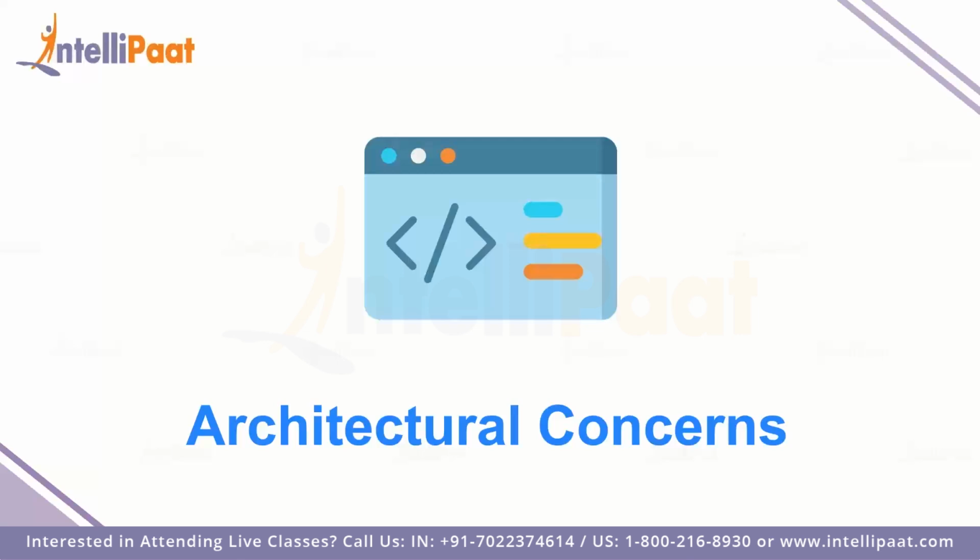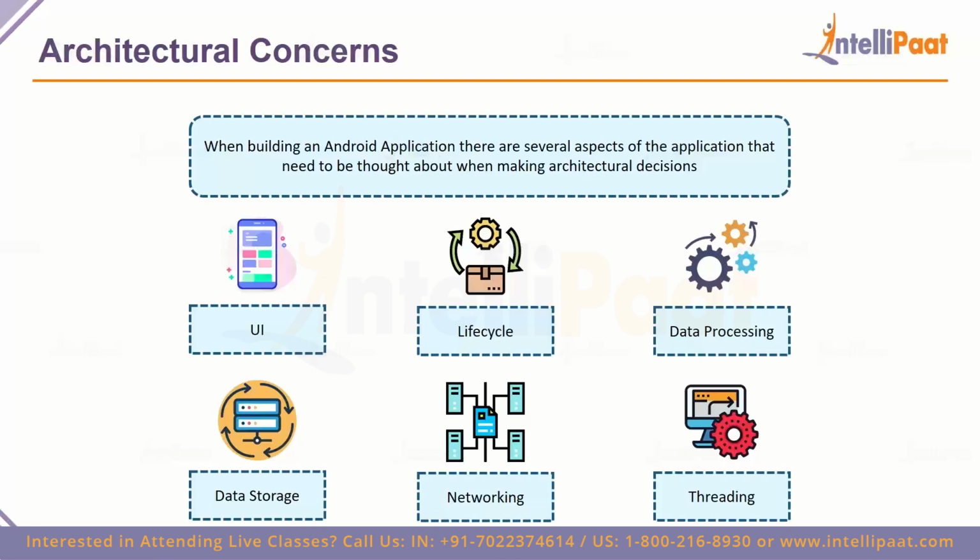Depending on how you wish to architecture your application, there are certain aspects of an application that you need to keep in mind when you're trying to create an architecture. What are these aspects, especially in Android applications? How are they going to affect our Android application's architecture, and how should we take care of them? Let's take a look at these concerns or components. When building an Android application, there are several aspects of the application that need to be thought about when making architectural decisions. These are 6 of the most important concepts.